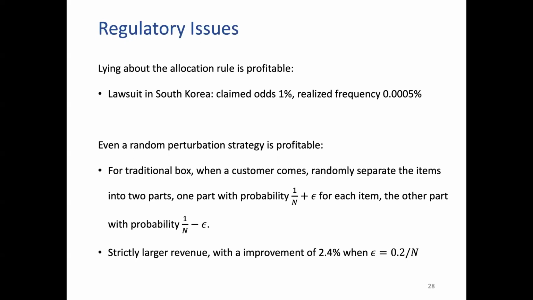So this looks silly, but what is non-trivial is that we find that even a random perturbation strategy will be profitable. For example, for a traditional box, when a customer comes, we randomly separate the items into two parts, one part with probability slightly higher than 1 over n, and the other part with probability slightly lower than 1 over n. And such a random perturbation strategy earns strictly larger revenue, even if epsilon is very small in this case. But in that case, the real drop frequency will be balanced because I randomly separate items into two parts, and it's hard to detect. So this random perturbation strategy example shows that we need the regulator to have better supervision about the sampling rules, not only about the real drop frequency.